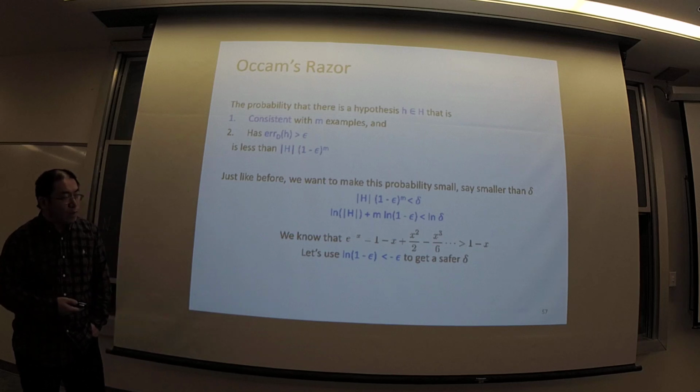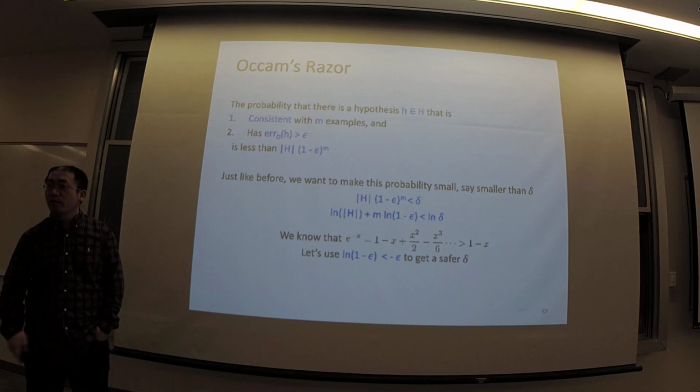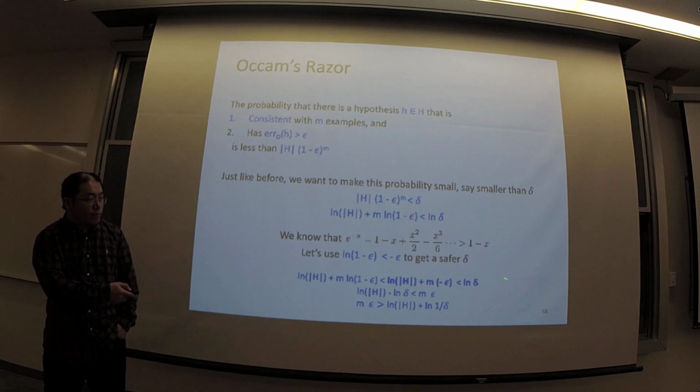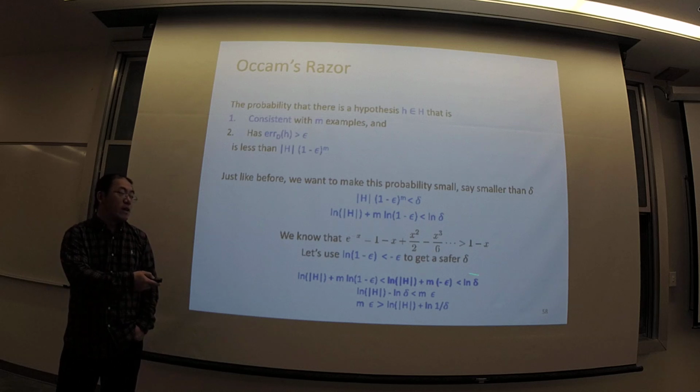Use this inequality. We have the logarithm of 1 minus epsilon is less than minus epsilon. So we use this inequality to construct an upper bound for this. So basically, I got this upper bound. This upper bound is bigger than the left-hand side, right? So I can solve this new inequality instead. Why? Because if this happens, then log delta must be bigger than this, right? That means I can get an even safer number of training examples m to satisfy this inequality.